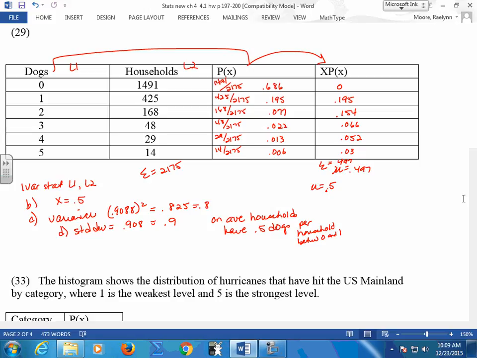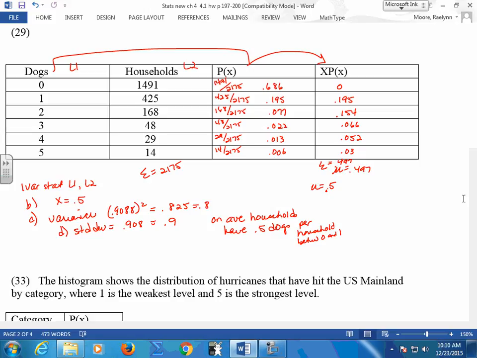You can also get the mean from your L1, L2. I have no problem with you doing that. You had to put it in your L1, L2 to do your standard deviation anyway. So if you didn't want to do this category, I think they asked you to, but it comes out the exact same.